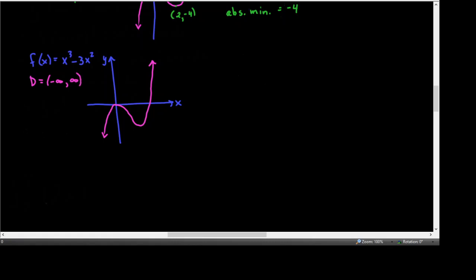Well, no, because it's an open interval. We can't say that necessarily. But we can say, by looking at the graph, that it will go down forever and go up forever. So there's absolutely, sorry, it's a bad pun. There is absolutely no absolute minimum value and no absolute maximum value.